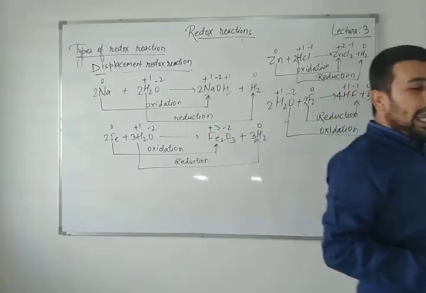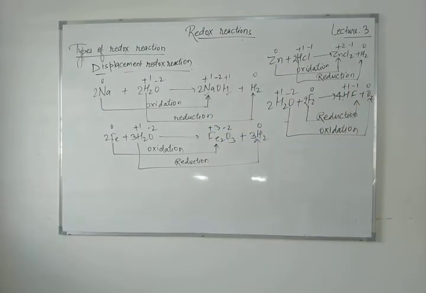Similarly, if you take any examples of fluorine, chlorine, bromine, iodine, you can represent these very nicely to show how these reactions are displacement reactions. Now I am talking about disproportionation reactions.